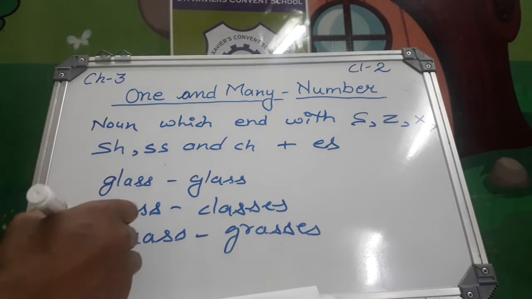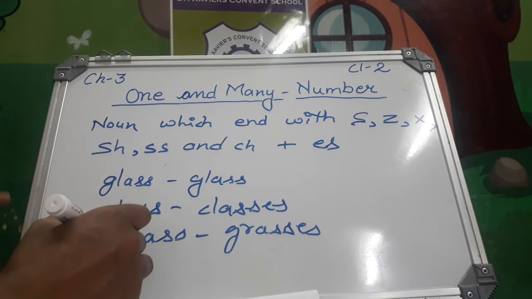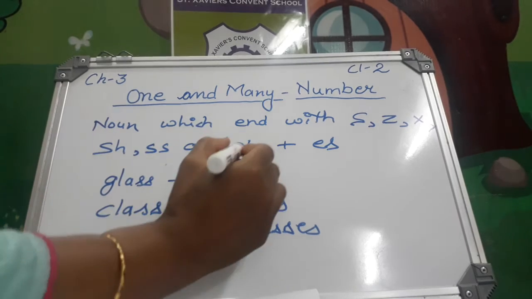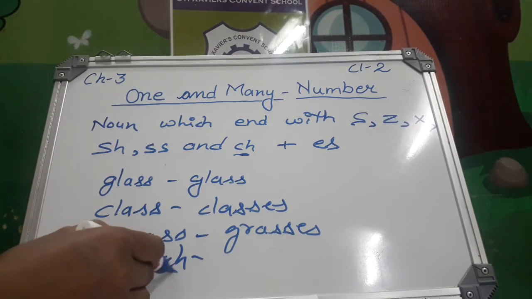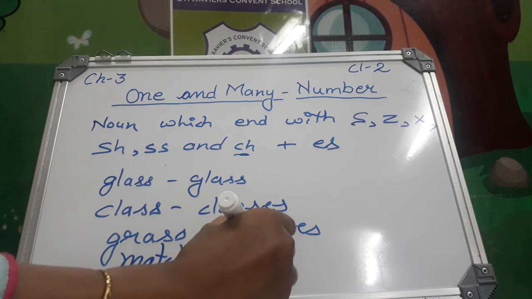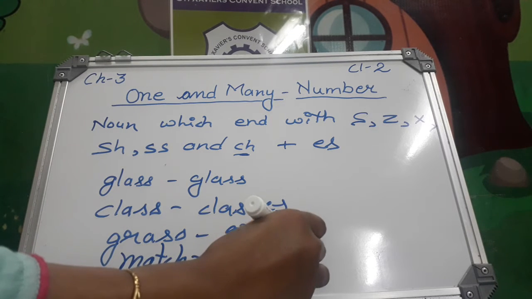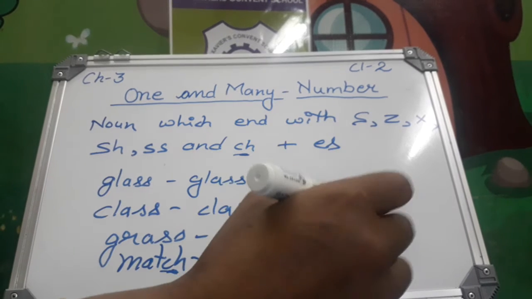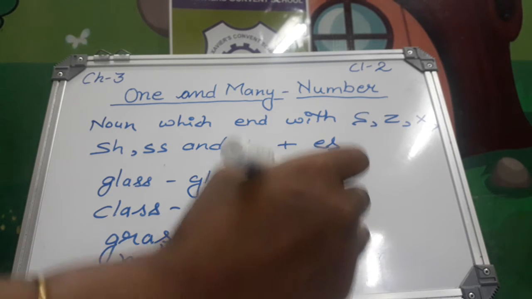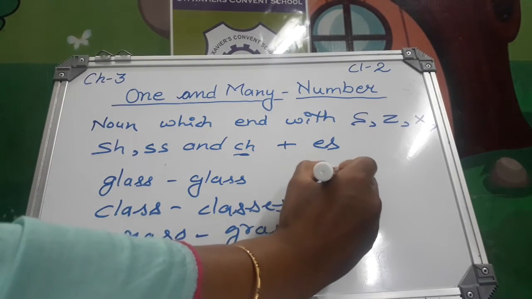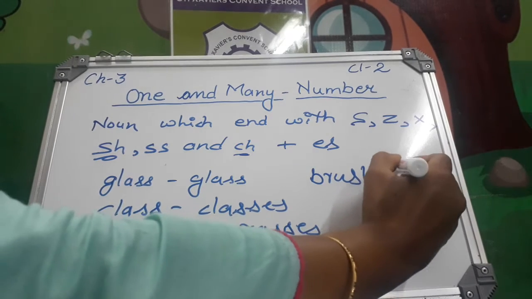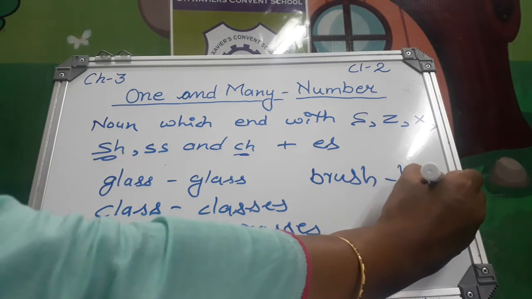look at some more examples of these nouns. Match. Look here, ch is here. We have to change this by adding es. Matches. And brush, sh. Brushes.